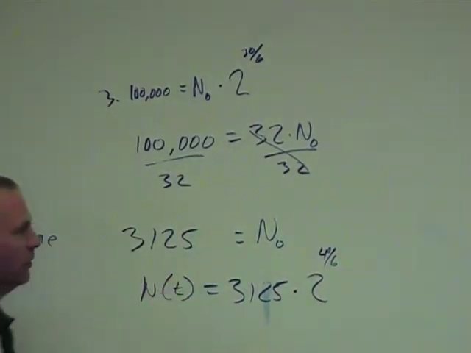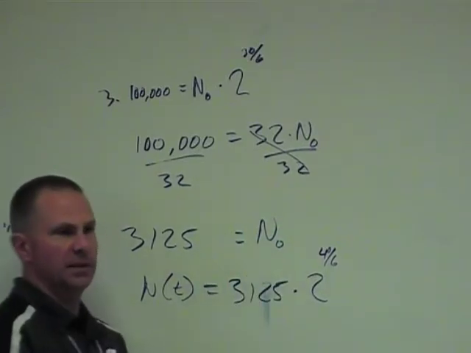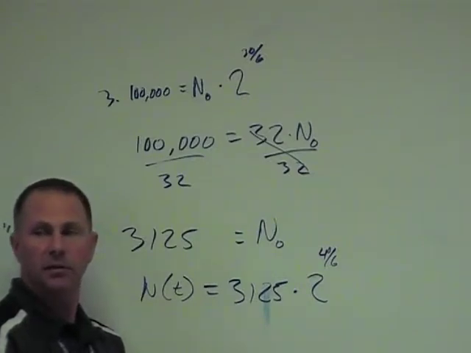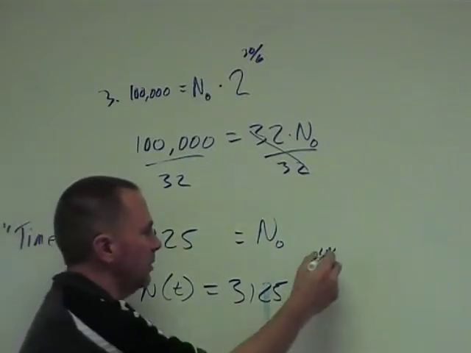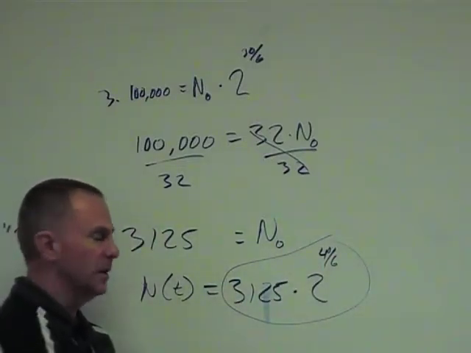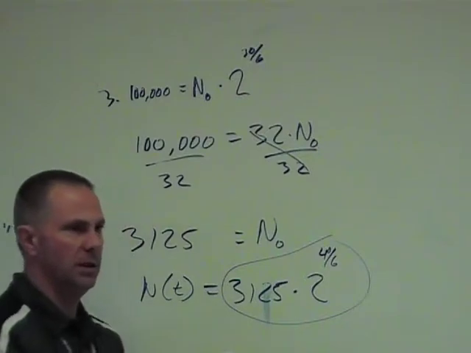So now you have to figure this out. What's 40 divided by 6 on your calculator? That's going to be your exponent. 6.6 repeating. So you need to put this into your calculator and try to figure it out. Push equals and tell me what you get.